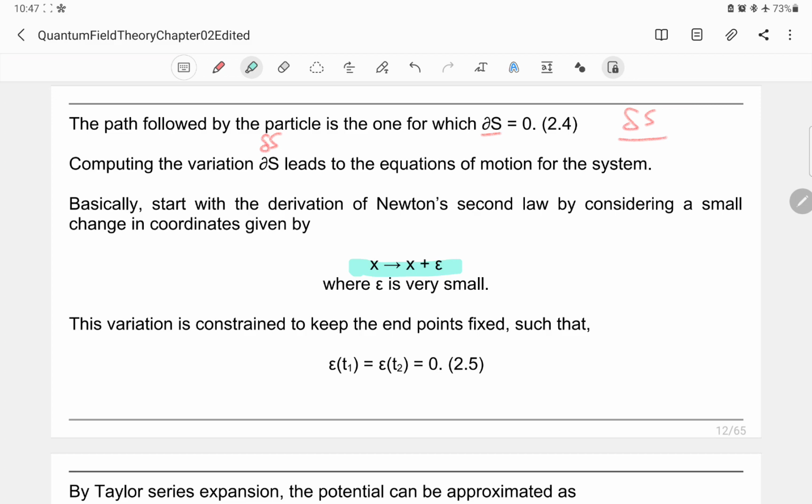And the epsilon here is very small. And this version is constrained to keep the endpoints fixed, such that we are able to get the minimum path, delta S equal to 0. So at initial time, epsilon of t1 should be 0, and at the final time epsilon of t2 should be 0.